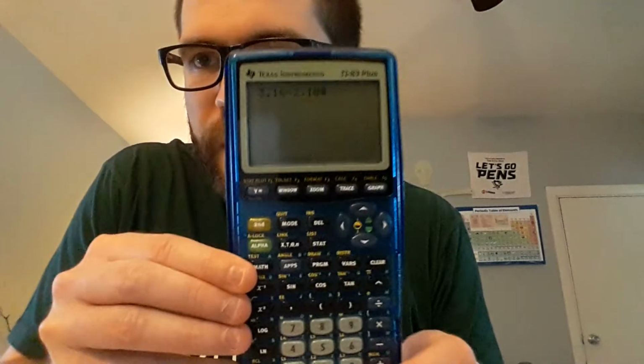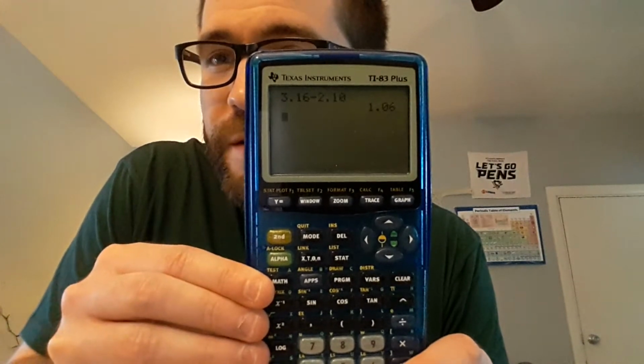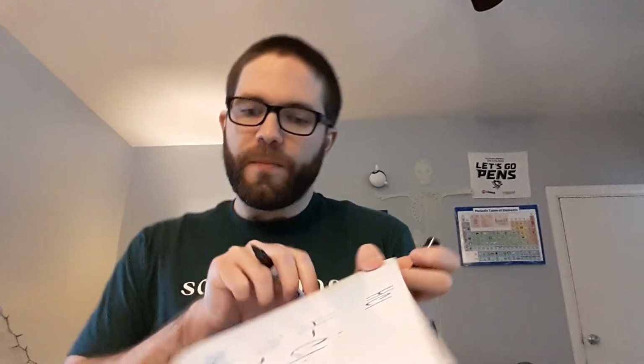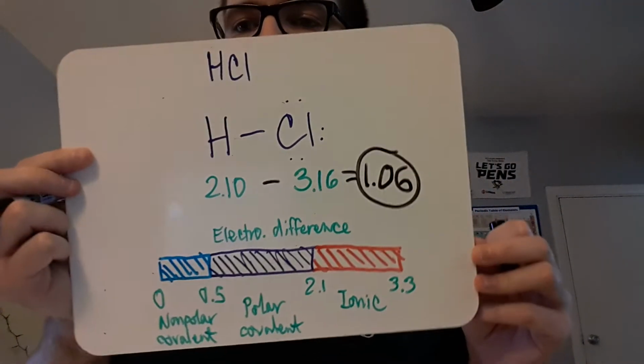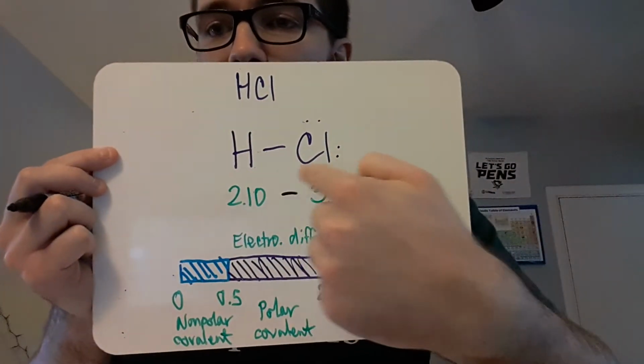All right, so I have 3.16 and 2.10. Obviously, you want to subtract the smaller number from the bigger number to give you a positive number. If you do it the opposite way, just take the absolute value of it. So I have 3.16 minus 2.10 for my electronegativity values. My difference is 1.06. Okay, so I'm going to write that down: 3.16 minus 2.10 equals 1.06. So I'm going to circle that. Okay, so 1.06 is the difference between the electronegativity values in this molecule for this particular bond, right?